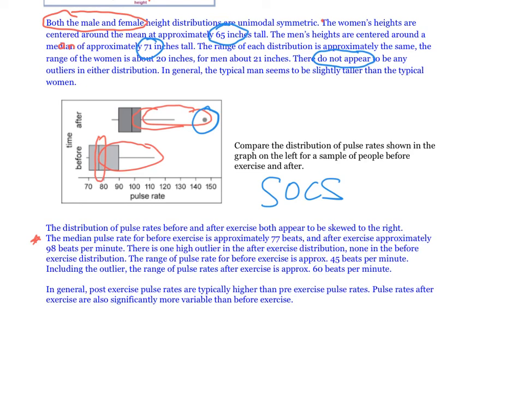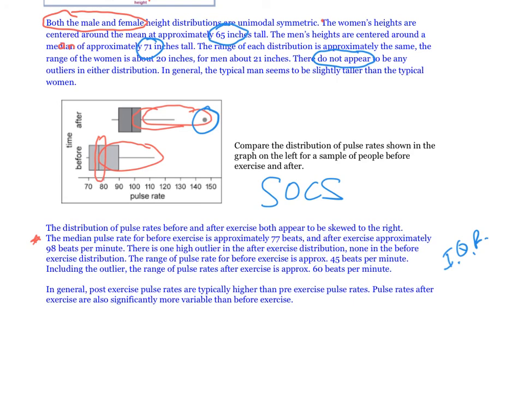Then I said the range of pulse rates for before exercise is approximately 45 beats per minute, looking at the high and the low of the box plot. And then I said, including the outlier, the range of pulse rates after exercise is approximately 60 beats per minute. And instead of the range, I could have also mentioned the IQR on these. When they're skewed, remember IQR is a good measure of spread too, but range is totally fine, okay?